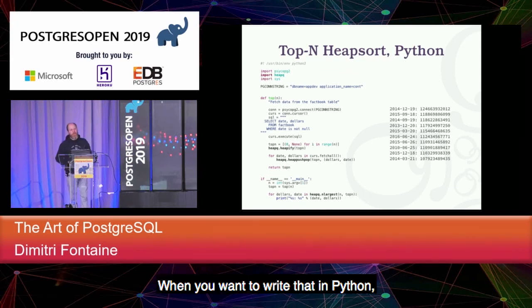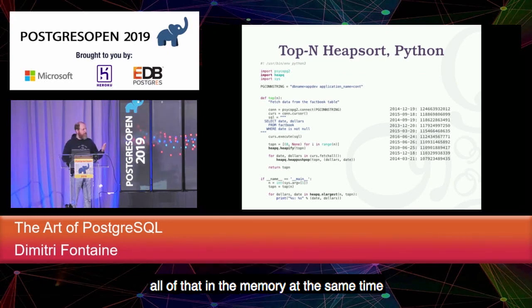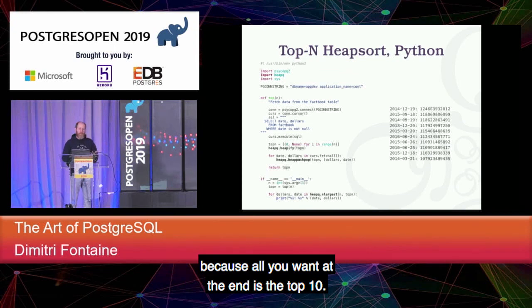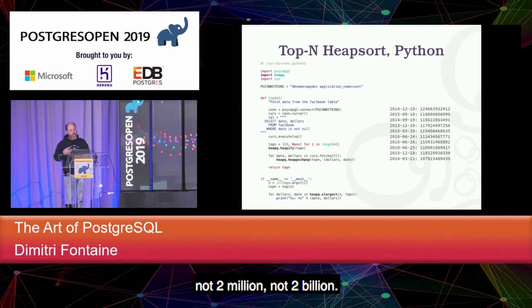When you want to write that in Python, maybe if you have a couple of million lines in the database, maybe you don't want to have all that in memory at the same time, because all you want at the end is the top 10. So the number of lines you want in memory at any time is 10, not 2 million, not 2 billion.